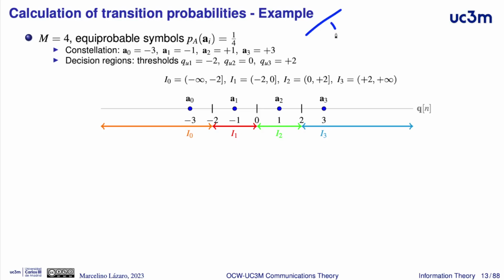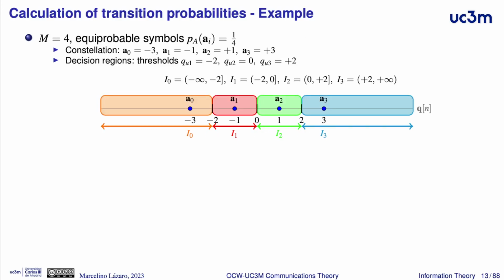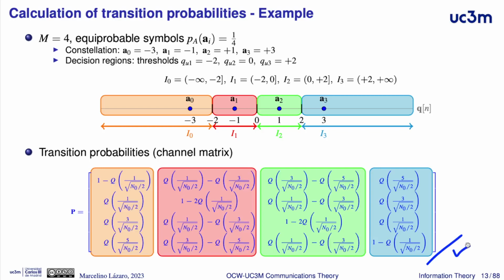Now we will see an example about how to compute these transition probabilities in a given communication system. In this case, we have a system with a constellation of 4 symbols, -3, -1, +1, +3, and these are the decision regions for equiprobable symbols, given by 3 thresholds at 0, -2, and +2. These are the decision regions with different colors, and the transition probabilities in the channel matrix will be these ones. Here, by columns, we have the probabilities of deciding a given symbol: A0 in orange, A1 in red, A2 in green, A3 in cyan.